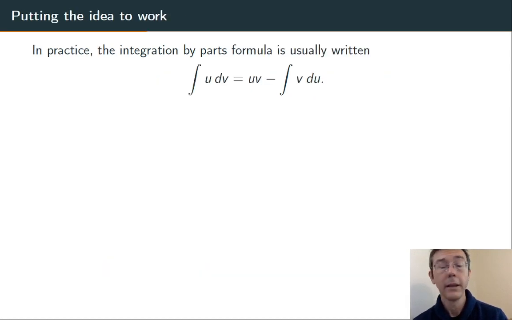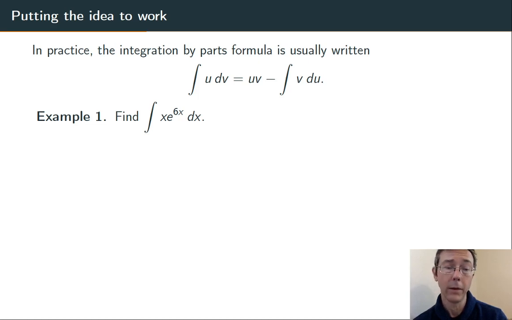Usually we write the formula in a slightly more compact form. Integral of u dv equals uv minus integral of v du, basically just grouping the differential dx along with one of the functions. This all gets clearer when we do an example. Let's do the integral of x e to the 6x dx. It's clearly a product, and a u-substitution isn't going to get us anywhere.